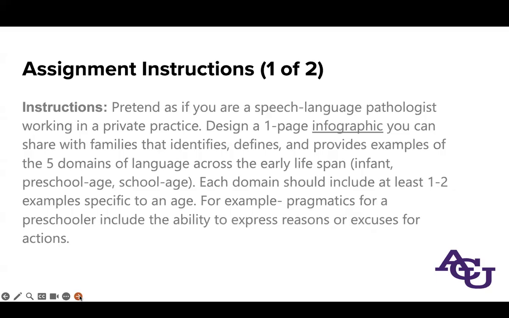So for the instructions, pretend as if you are a speech-language pathologist working in private practice. Design a one-page infographic you can share with families that identifies, defines, and provides examples of the 5 domains of language across the early lifespan: infant, preschool age, and school age. Each domain should include at least 1 to 2 examples specific to an age. For example, pragmatics for a preschooler include the ability to express reasons or excuses for actions.